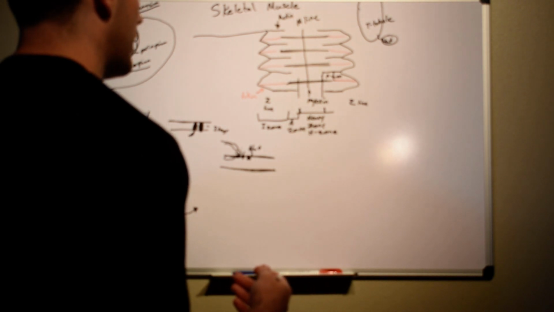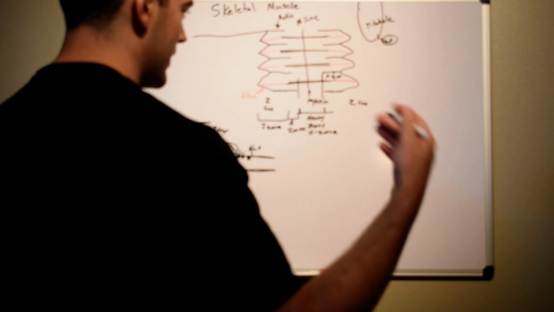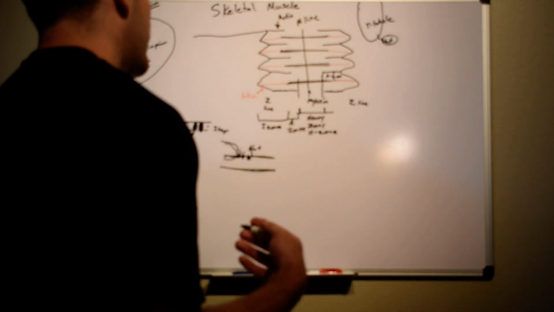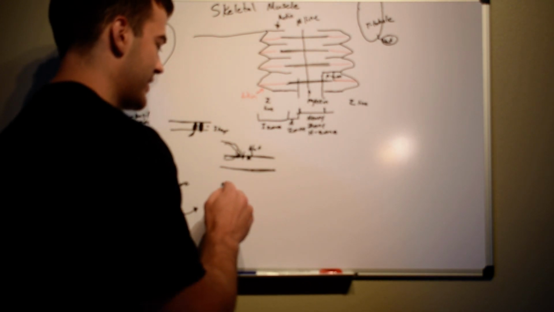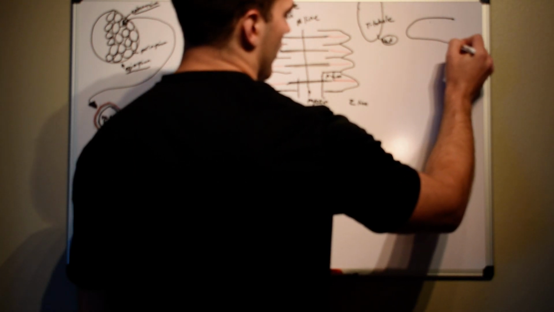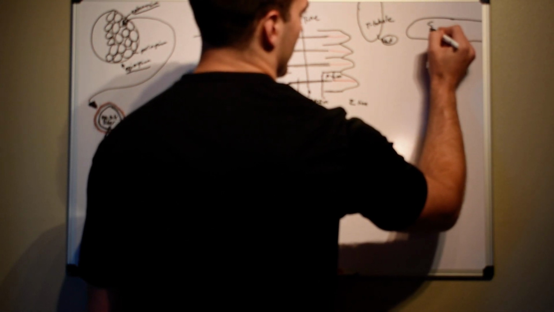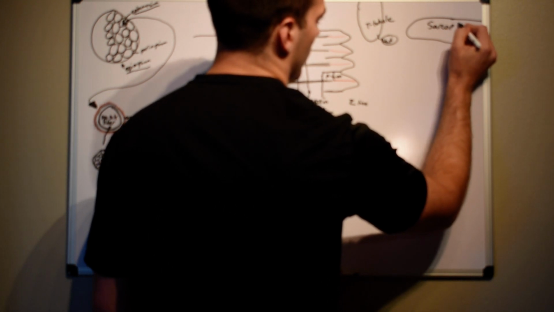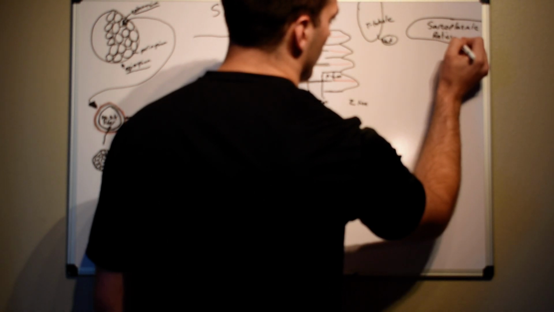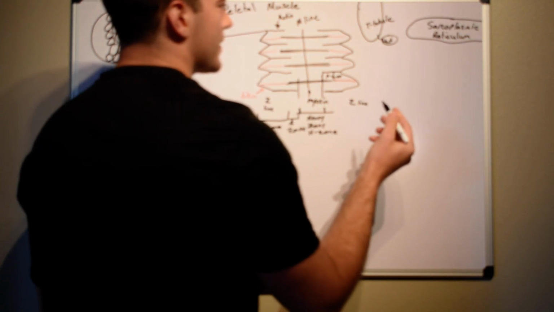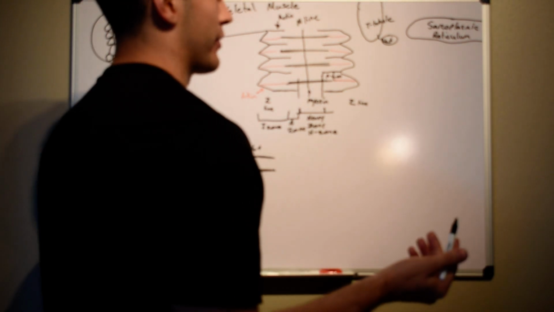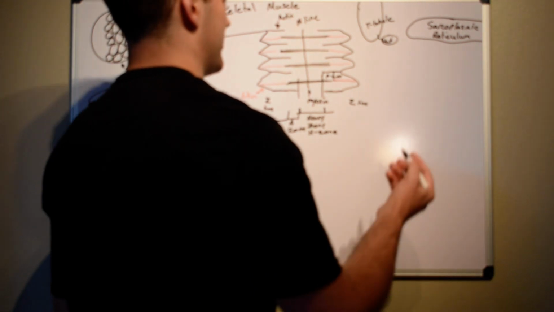Okay, so we got the T-tubule coming down. That's all good and well. Well, we need calcium. When we get the T-tubule bringing down our signal, there's a thing next to it called the sarcoplasmic reticulum. The sarcoplasmic reticulum is basically the smooth endoplasmic reticulum. They just call it something funny in skeletal muscle.